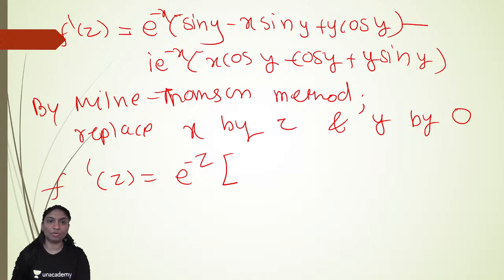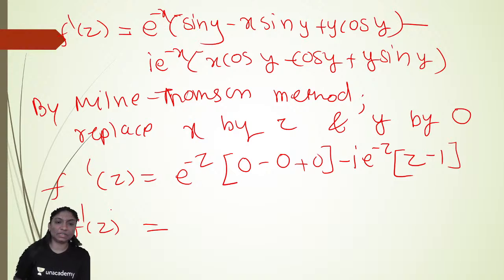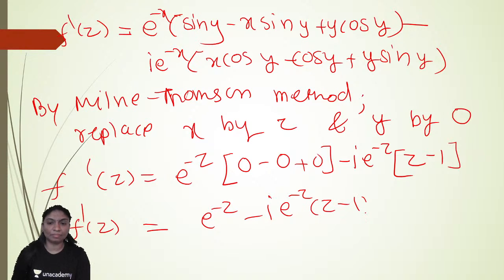So this will become 0 minus 0 plus 0 minus i e raised to minus z into bracket cos 0 is 1 and z. Here cos 0 is 1, minus 1, and here is 0. So minus i e raised to minus z, z minus 1. Okay. Now integrating on both sides, so we will get f of z is equal to, here f dash of z is equal to e raised to minus z minus i e raised to minus z into z minus 1.